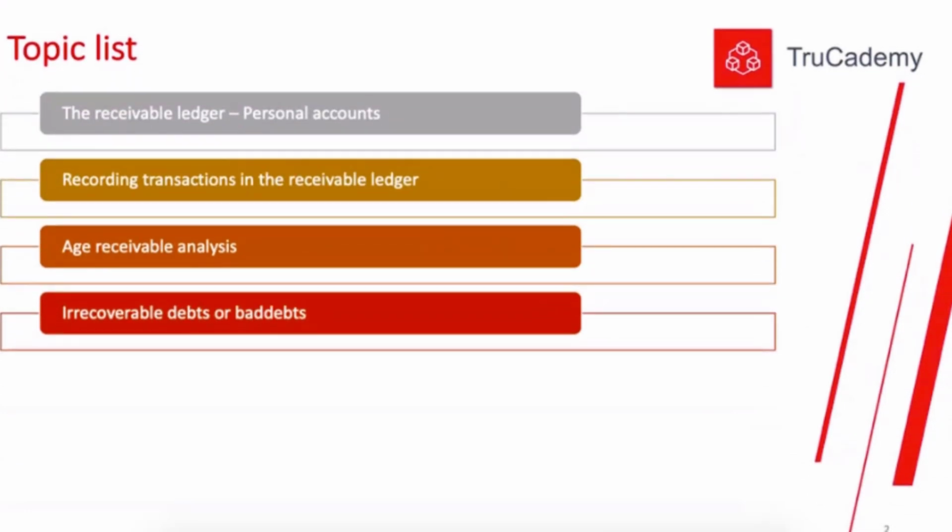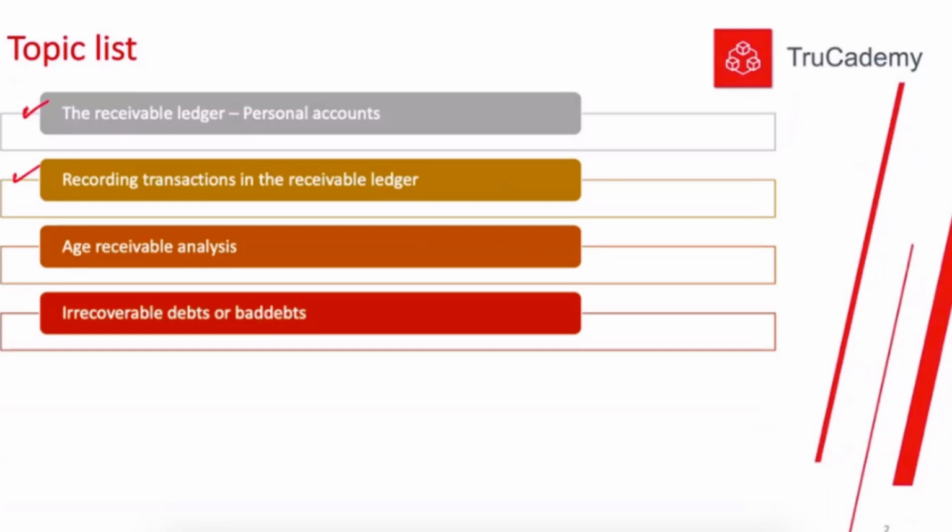About the topic list, first of all, the receivable ledger, where we maintain the personal accounts and which is not part of double entry system. Then recording transactions in the receivable ledger. In the previous chapter, we already saw the sales day book and sales return day book. And now we will see how we can take their totals and individual balances and record them in receivable ledger as well as journal ledger.